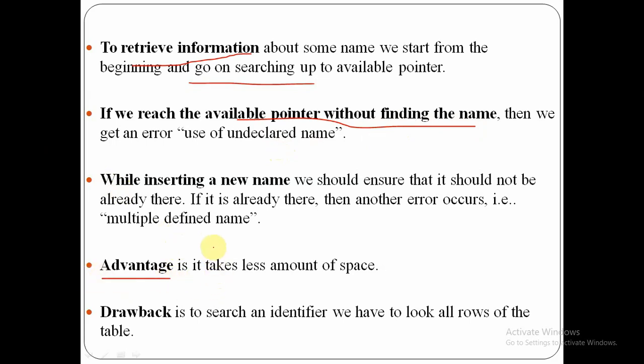Advantage: the main advantage is it takes less amount of space. Simply we are storing the variable name or identifier name and corresponding information into the symbol table without any proper order maintenance. Simply one by one will be stored. So it occupies less amount of space. Drawback: searching an identifier is very difficult. We have to perform linear search only.